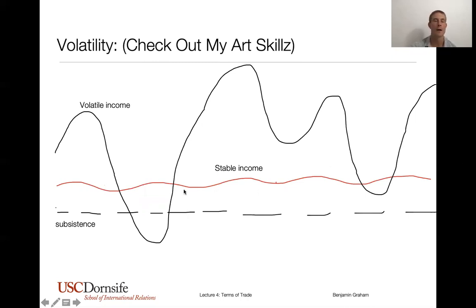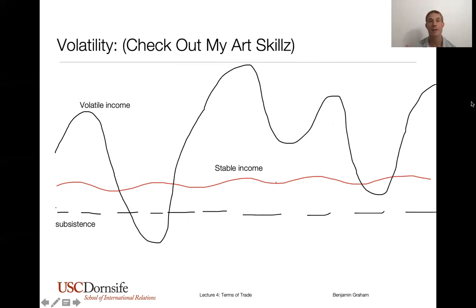But this is the stable income. Now let's imagine that this country or this individual is pretty poor. So they're close to this line of subsistence, right? So let's talk about this at the individual level first. So this is where your income falls below here and you can't eat enough to survive. You can't buy enough food to survive, right? So it's great when your income is high and you actually have some disposable income, you're doing really well. And it's nice during these time periods, right?